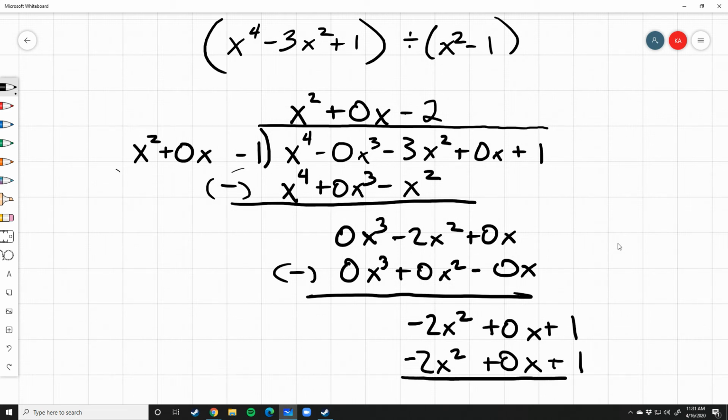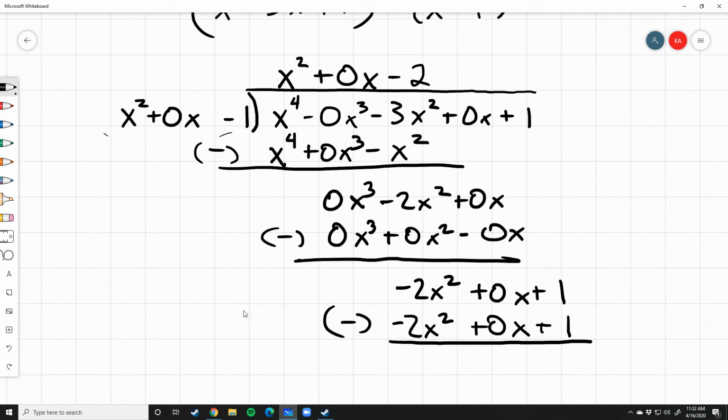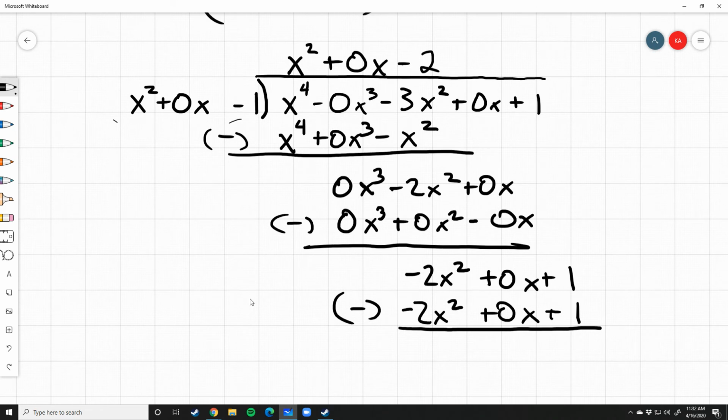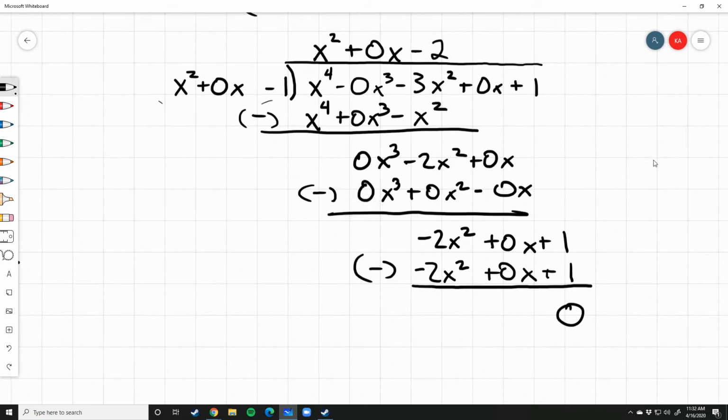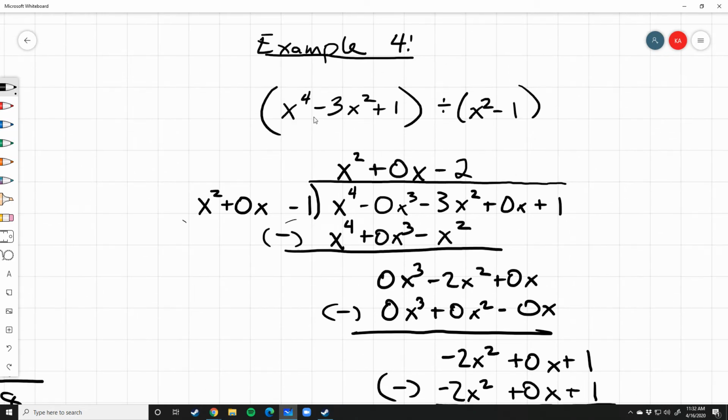And you'll notice here that when we subtract, we end up with 0. Hey, there's no remainder. That's kind of cool. And so our final answer for this problem is this. I drop the 0 up here, and I just write it as x squared minus 2 is our answer. So we have no remainder. And again, what this means is if you take x squared minus 2 and you multiply it by x squared minus 1, you end up with what we started with. You end up with x to the fourth minus 3x squared plus 1.